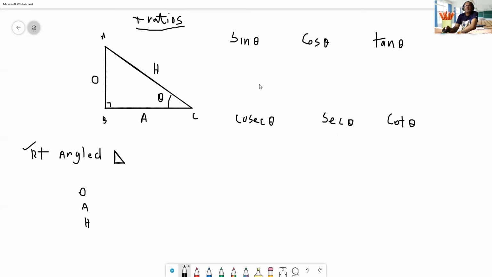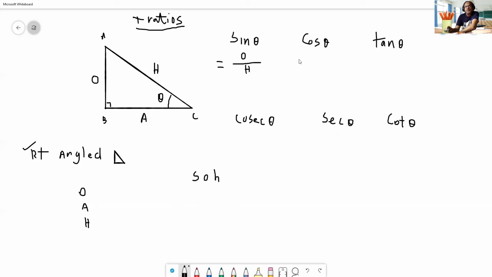Now, there are three direct relations and three inverse relations. The first one is sine theta. Now, this is always opposite to hypotenuse. So you can remember this by SOH. What is sine theta? S means sine theta, and this is opposite to hypotenuse.